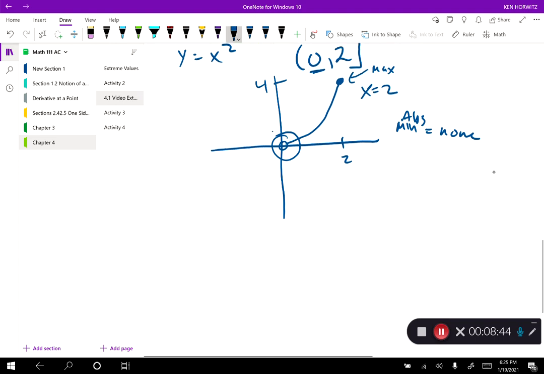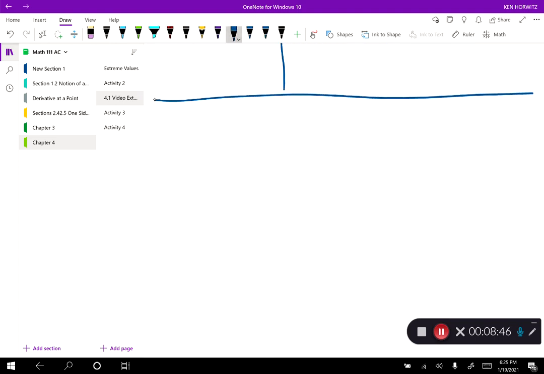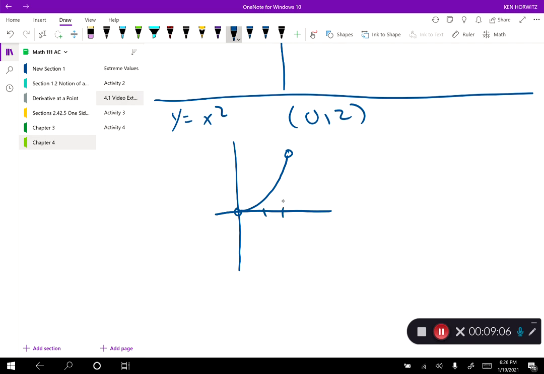All right, let's try one more. Same function, y equals x squared. Let's change the domain to 0, 2, but now it's an open interval. All right, so I'm going to make a quick sketch. Now the absolute min and the absolute max would be at 0 and 2. However, there's open circles there. So you would say no absolute extrema.